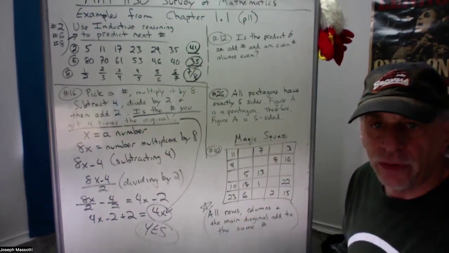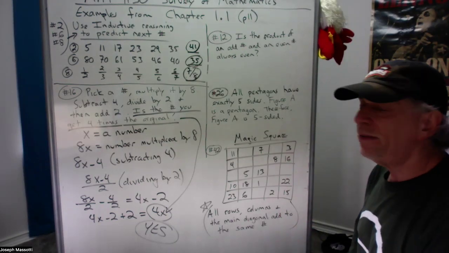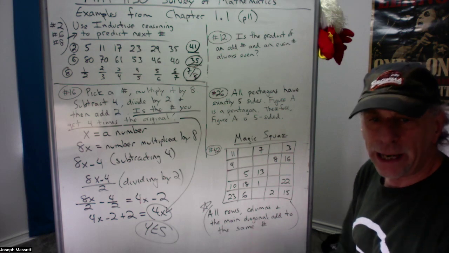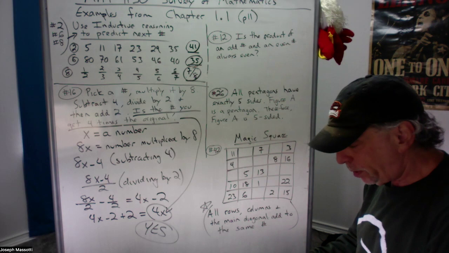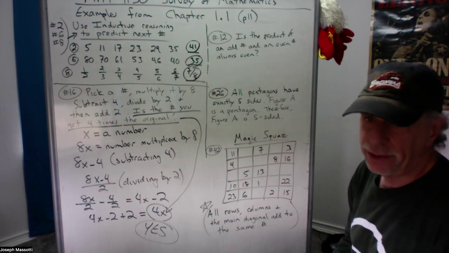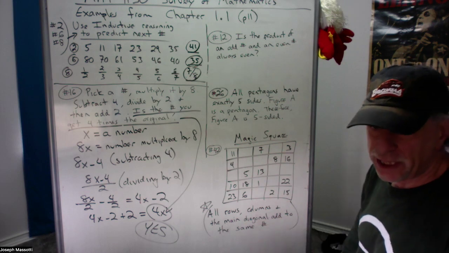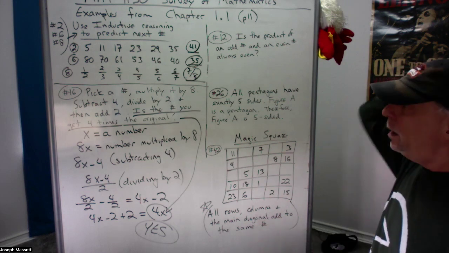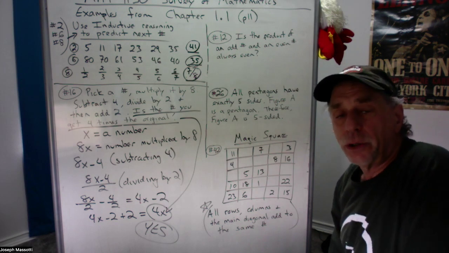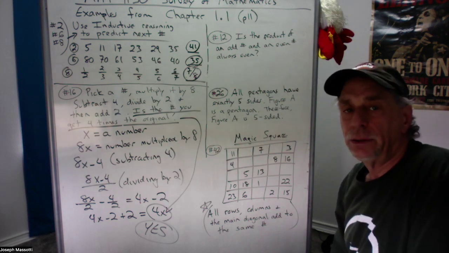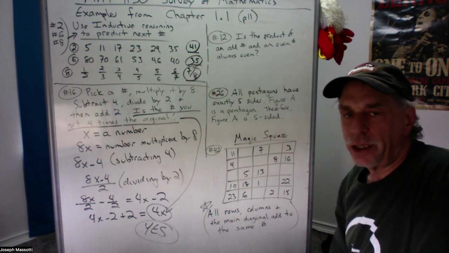Okay, number 12 is just kind of a trial and error sort of thing. Is the product of an odd number and an even number always going to be even? Well, think of an even number, any even number: 2, 4, 6, 8, whatever. If you add an even number to itself, you're still going to get another even number, right? Well, multiplication is just repeated addition.